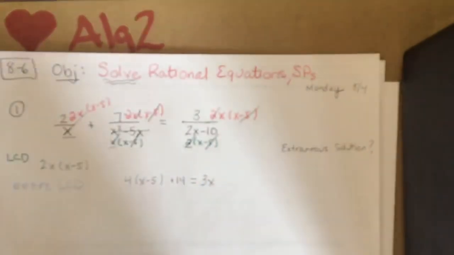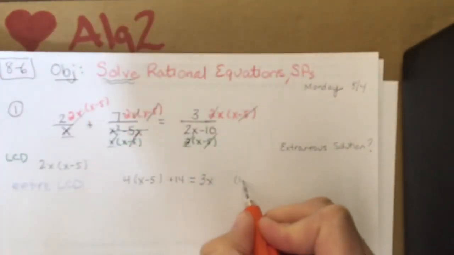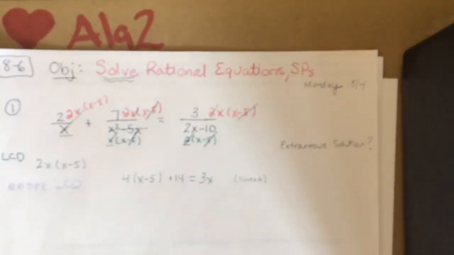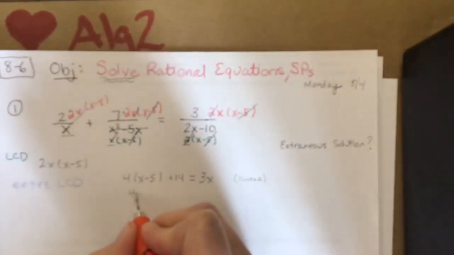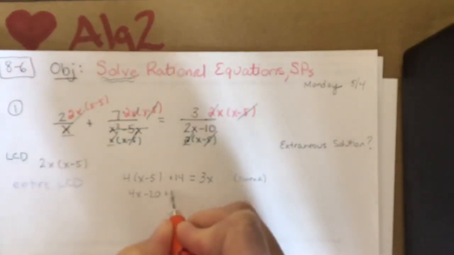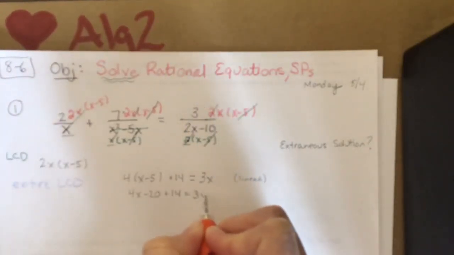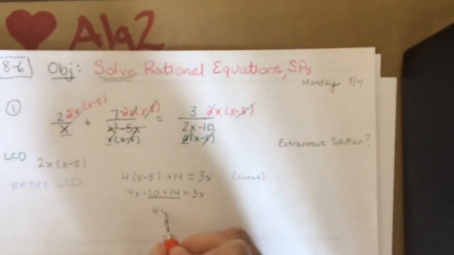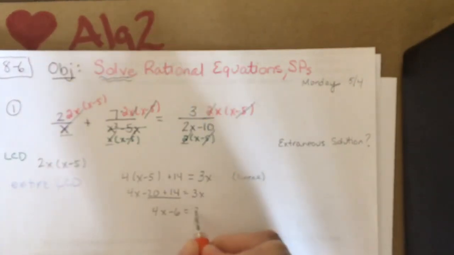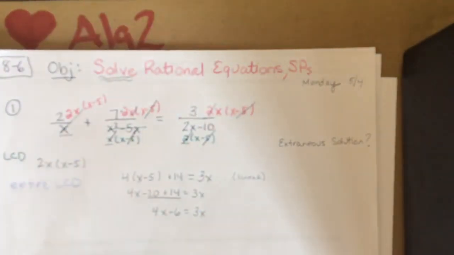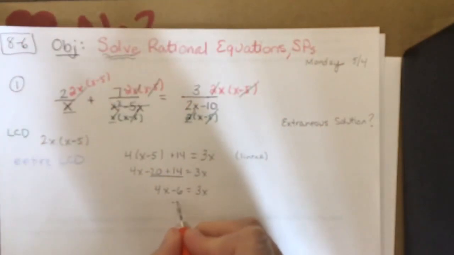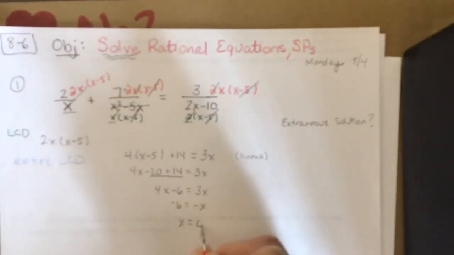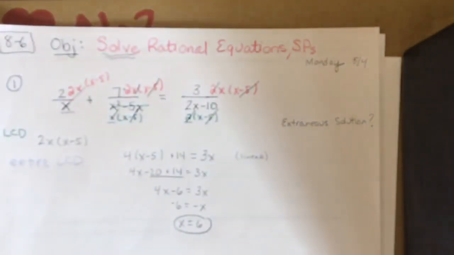So you will either be left with what this is, which is a linear equation, or you might be left with a quadratic. This is just a linear. We're going to distribute, and then combine our like terms. So we get 4x minus 6 equals 3x. I'm going to subtract 4x. So I get negative 6 equals negative x. Divide out that negative, and you get positive 6.